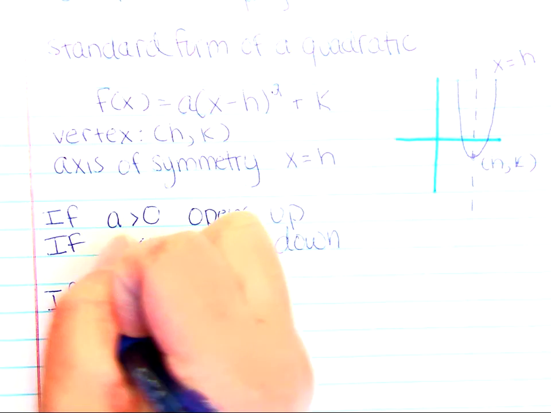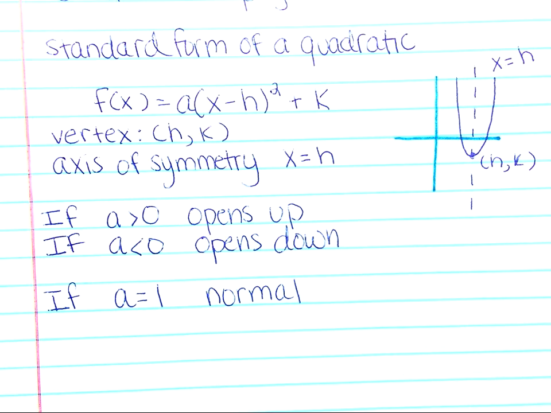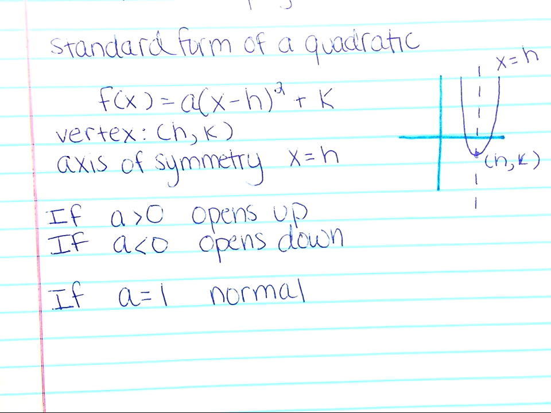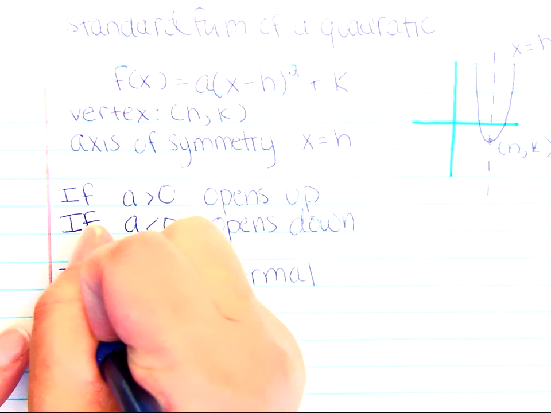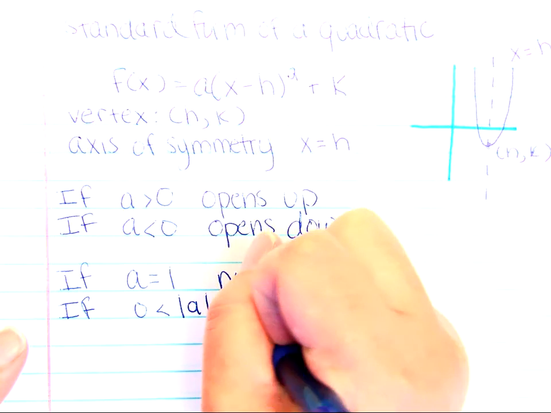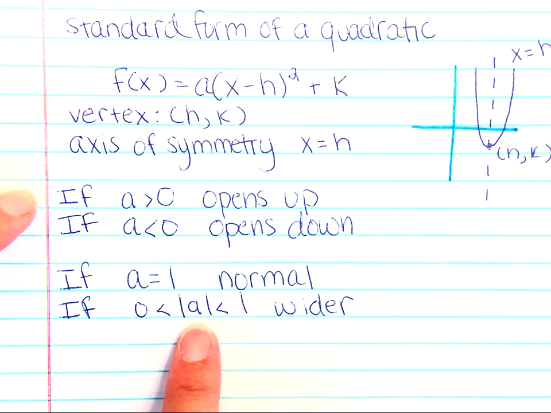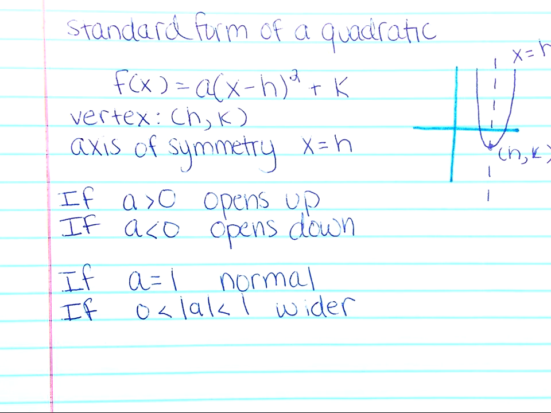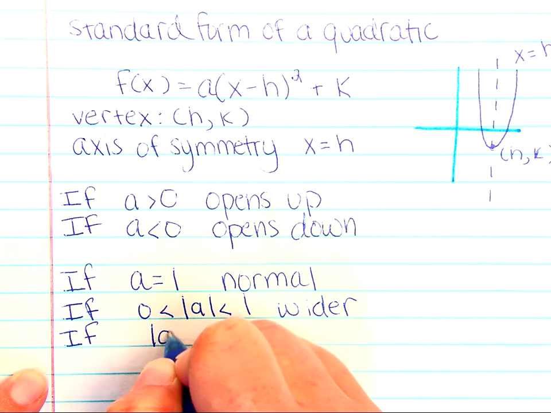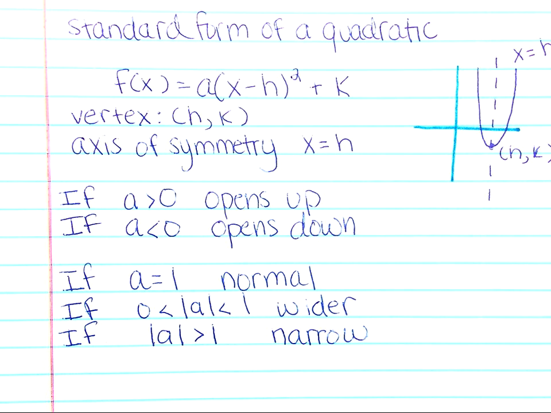If a equals 1, then it's going to be normal. Now, if a is equal to 1, typically it wouldn't even be written there, so keep that in mind. If the absolute value of a is between 0 and 1, then that makes it wider. The reason I wrote absolute value of a is because up here we talked about negative and positive. Here we're just talking about whether that number is between 0 and 1. We're not concerned about whether it's positive or negative. And if the absolute value of a is greater than 1, that causes it to be narrow. If it's between 0 and 1, that means it's going to be wider.